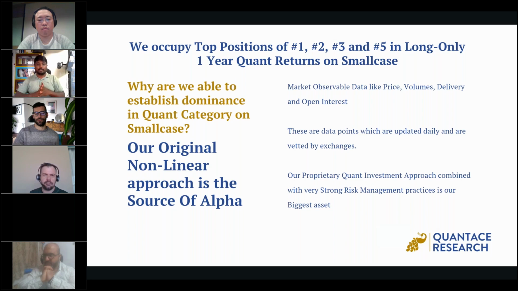The crucial question to ask here is, why are we able to occupy top positions 1, 2, 3, and 5 for long-only 1-year account returns on Smallcase? The answer is very simple. Our original work and our non-linear approach is the source of alpha.